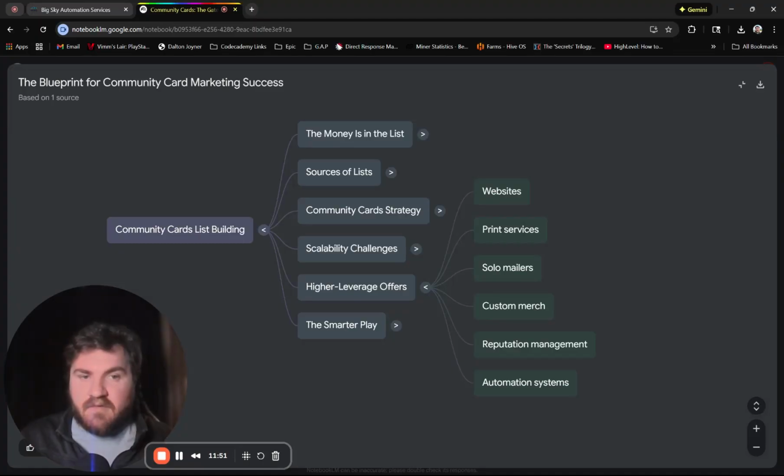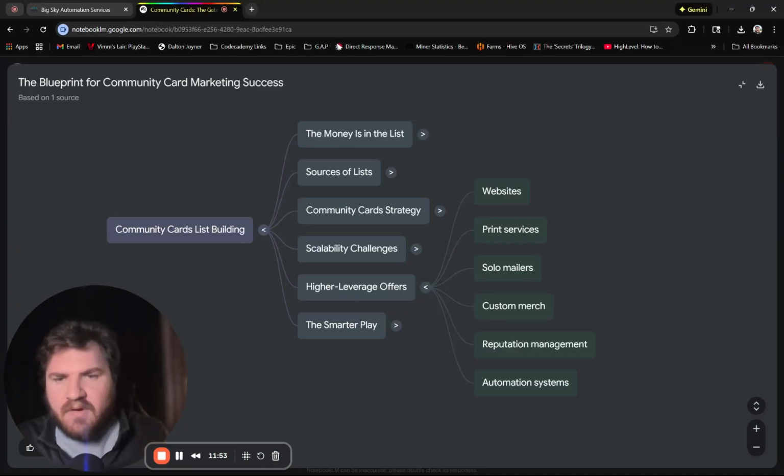Same thing with print services. You should definitely be pushing print services after you sell a card. It's super easy. You don't have to have any tech involved. You can just say, hey, do you need business cards? Do you need flyers, rack cards, solo mailers? Do you need door hangers?